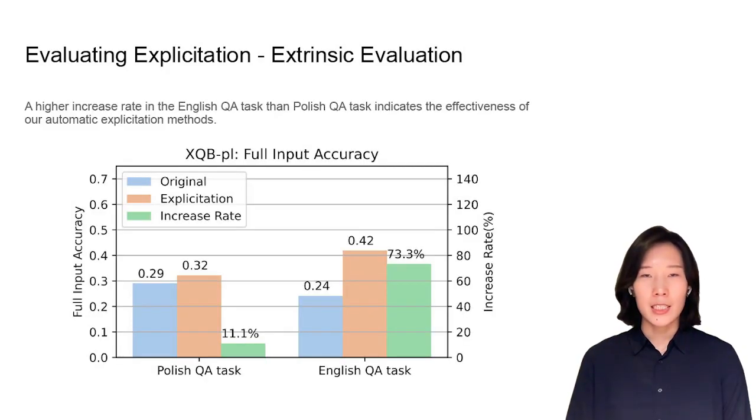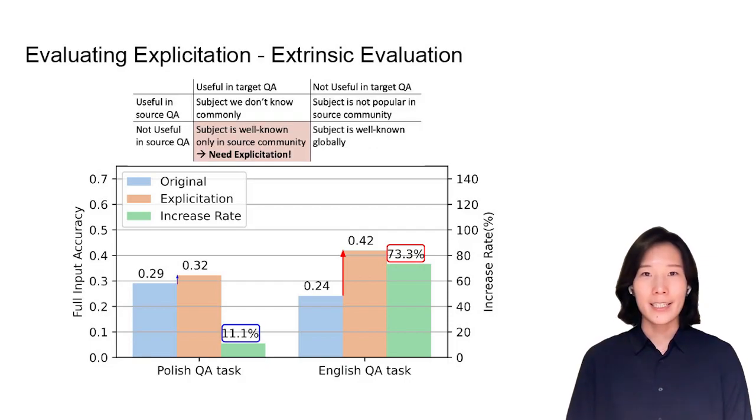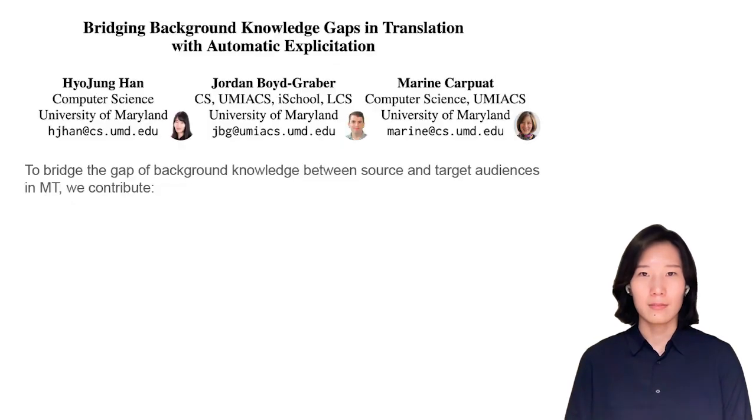We add additional explanation on the culturally specific entities in the English question and its corresponding Polish question. In the result, the increase rate by explicitation in English is greater than that in Polish, which indicates the effectiveness of our automatic explicitation methods.